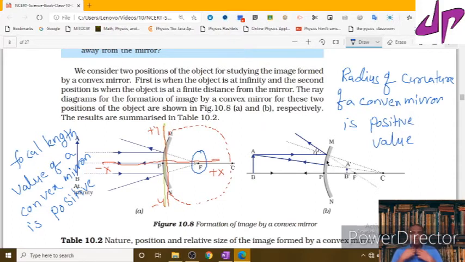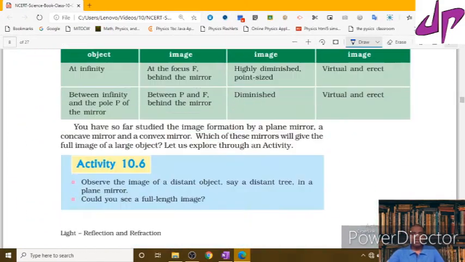So these are the two important points for the concave mirror and for the convex mirror. The focal length value of a concave mirror is negative and the radius of curvature of a concave mirror is negative, and the focal length value of a convex mirror is positive and the radius of curvature of a convex mirror is positive. So I will show you one of the NCERT examples.